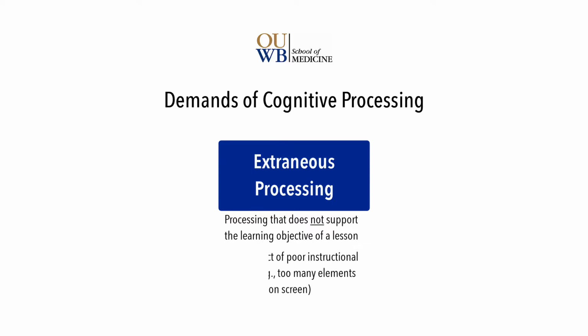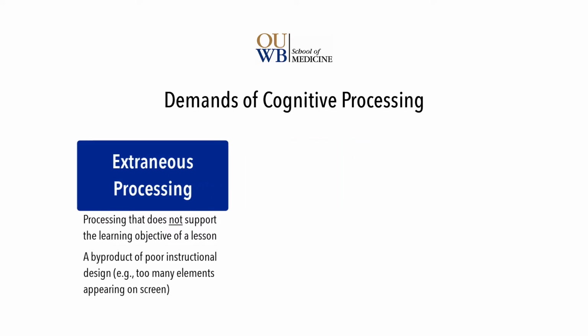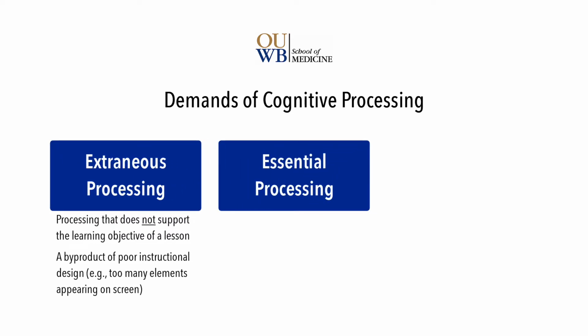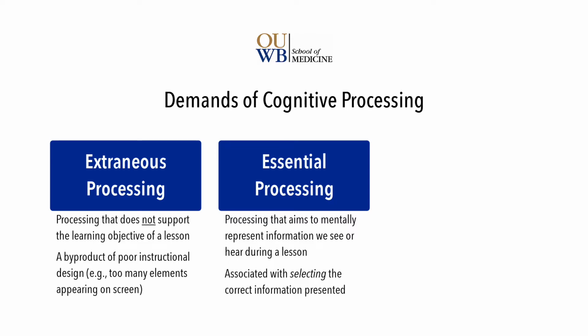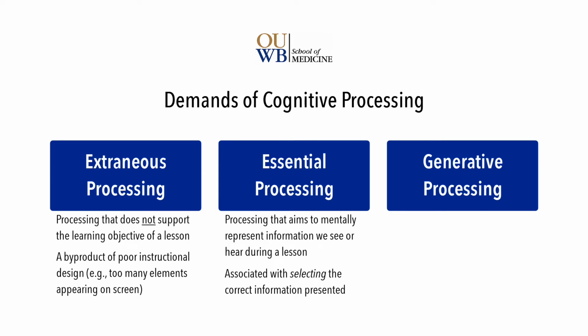It is typically a byproduct of poor instructional design, such as having too much extraneous text or imagery in a presentation. Essential processing is cognitive processing focused on mentally representing the core material of a lesson. This is related to the learner process of selecting the relevant material and is impacted by the inherent complexity of the presented material itself. Finally, generative processing is cognitive processing that is intended to deepen understanding of the core material.